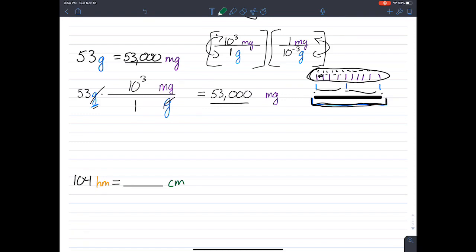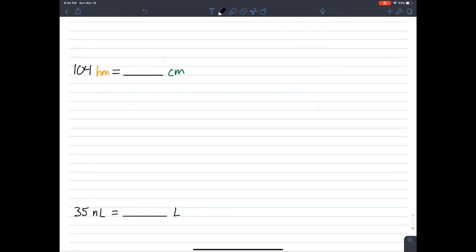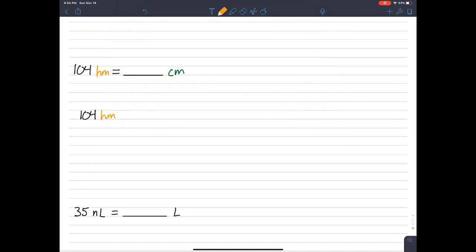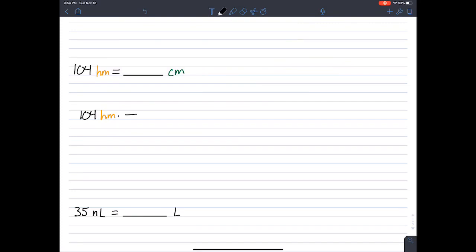Going to centimeters. Okay, so I'll go a little faster this time. So our setup, we're converting 104 hectometers. So that's the first thing we'll write out. Okay, 104 hectometers. So we're going to have our conversion factor at least 1. Now, that's a sideways line.